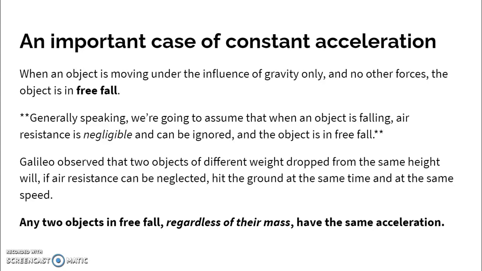Alright, so moving on here. Galileo made some interesting observations when it comes to the idea of free fall. He noticed that if you drop two objects of different weights from the same height, ignoring air resistance, they're going to hit the ground at the same speed. Not only at the same speed, but also at the same time. That's really interesting because that implies that any two objects in free fall, regardless of their mass, are going to have the same acceleration. So free fall acceleration is the same for all objects, which is very interesting.